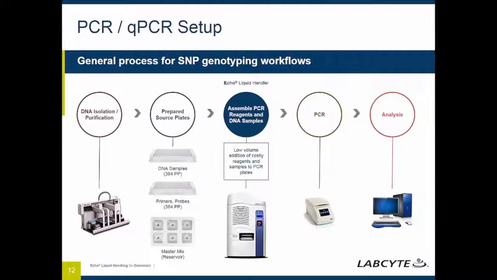The first application I'll describe is qPCR. Now, PCR is a common technique, and despite having been used for so long, you can likely still realize value by implementing an Echo liquid handler workflow in your lab. The general process for SNP genotyping is illustrated here, where the DNA is typically isolated and purified. Your reagent and sample are added to the appropriate source plates. This is fed to the Echo liquid handler to assemble the reactions with low volume additions of costly reagents and precious sample to the PCR plates. This is thermocycled and analyzed, a pretty generic technique.